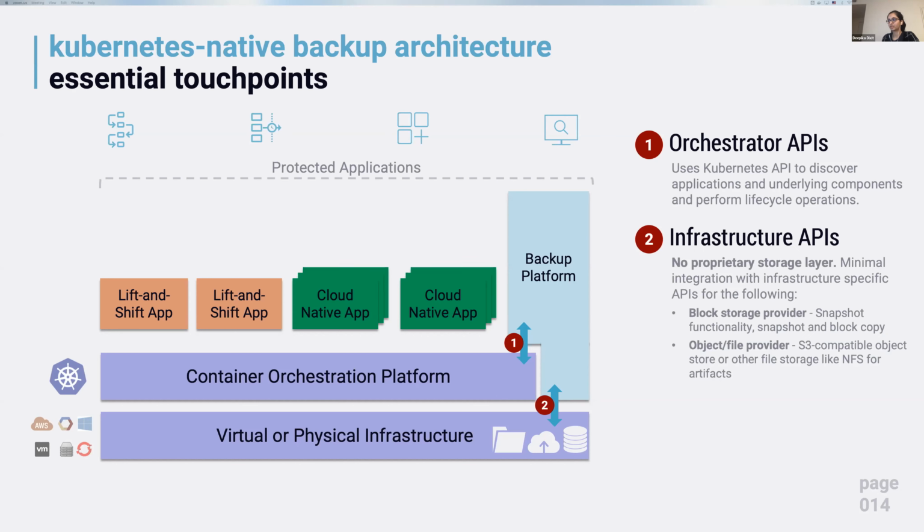Next up is the infrastructure. Since Kubernetes is infrastructure agnostic and we have so many different distributions, you need a solution that has minimal integration with the underlying infrastructure, be it physical or virtual. It should be able to support block, file, or even an object store compatible storage. And it should be able to integrate with more complex solutions like CSI.